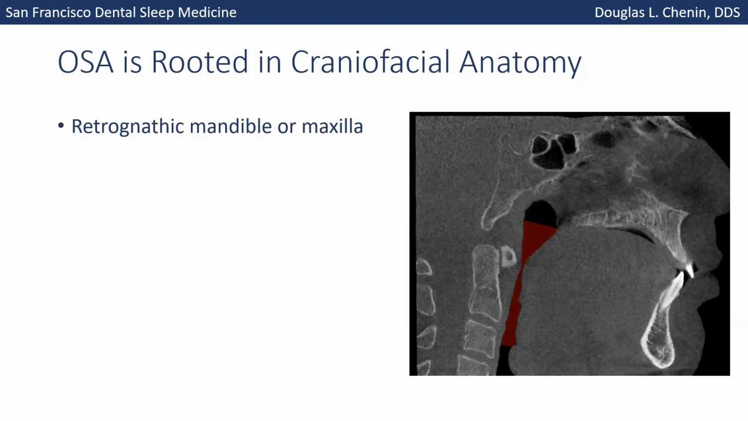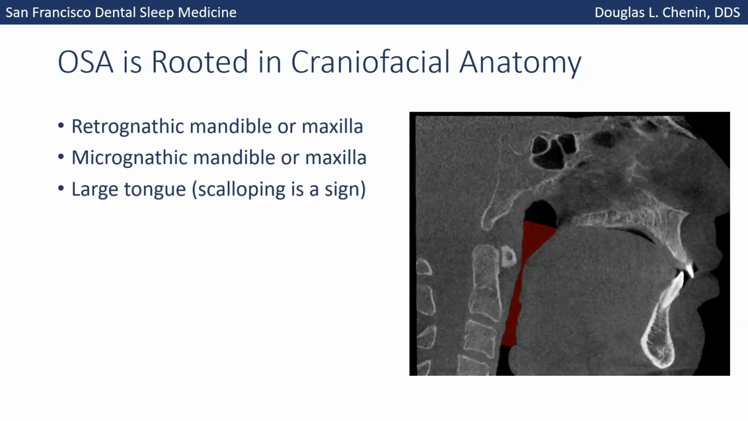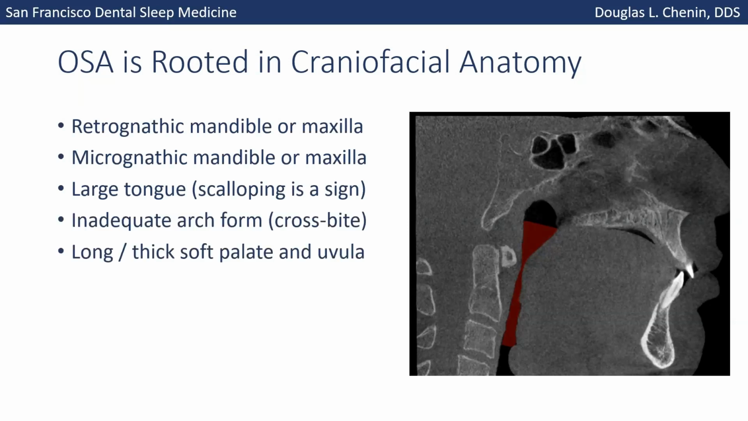And anything that causes the tongue to not have enough room in the mouth causes the tongue to go backwards into the airway space. So you're starting with a small airway, as we see here. So anything such as a retrognathic mandible or maxilla inset, micrognathic, so small, if the jaws are smaller, a large tongue, or the mouth is small and the tongue appears large, but sometimes people actually do have a large tongue. If you see scalloping, that's a sign. Inadequate arch forms, a cross bite. Sometimes the soft palate can contribute, but usually the tongue and the mouth size is the main problem.